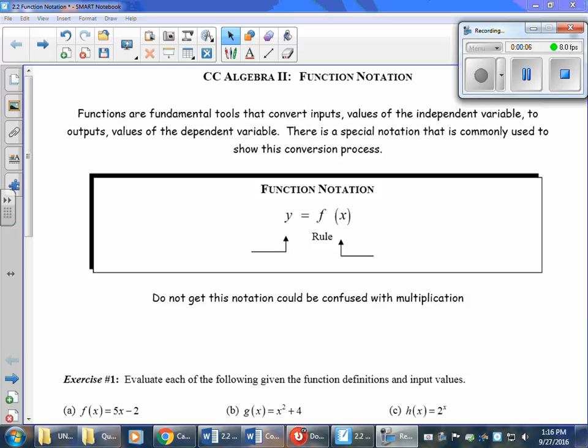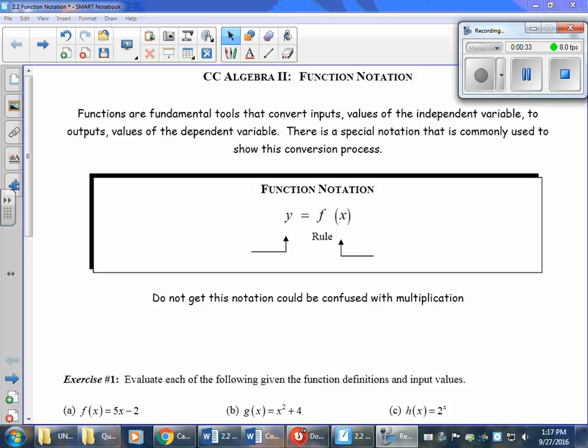Today we're going to talk about function notation. This you might remember from Algebra 1 when we talked about different notations to represent functions. Functions are fundamental tools that convert inputs, values of the independent variable, to outputs, values of the dependent variable. There is special notation that is commonly used to show this conversion process.